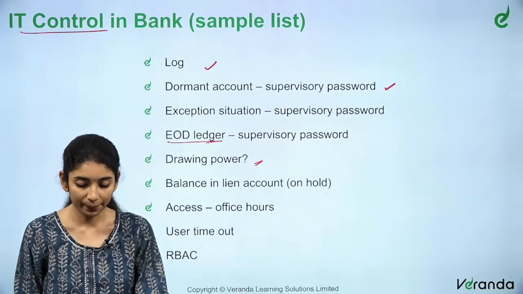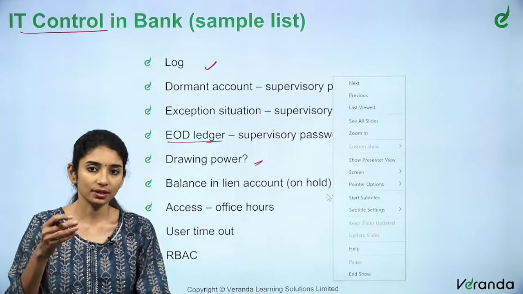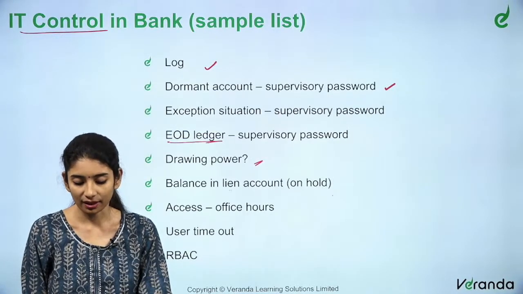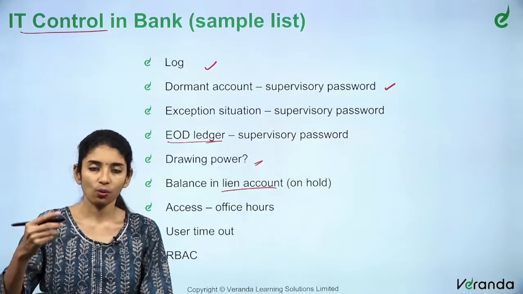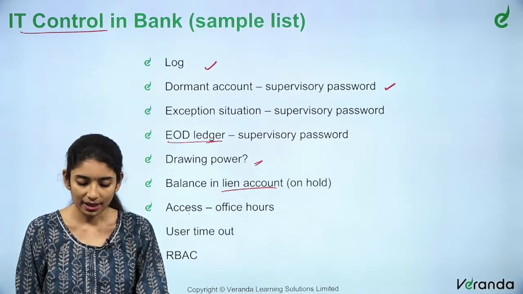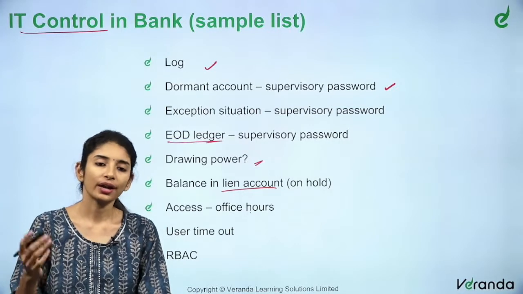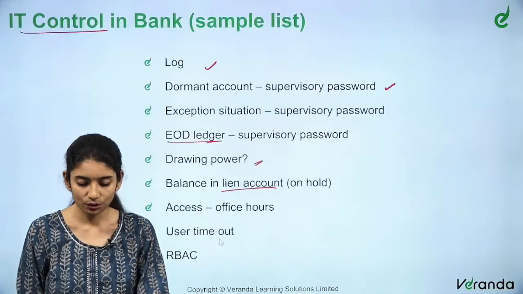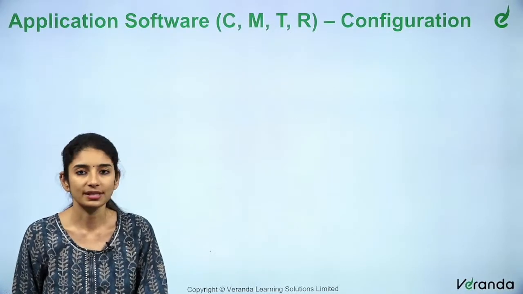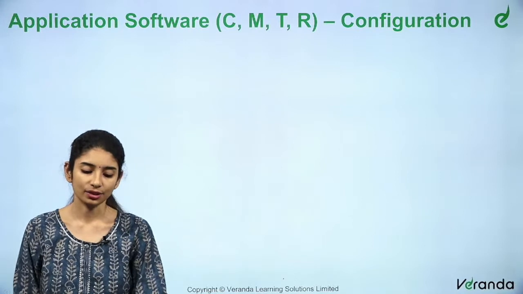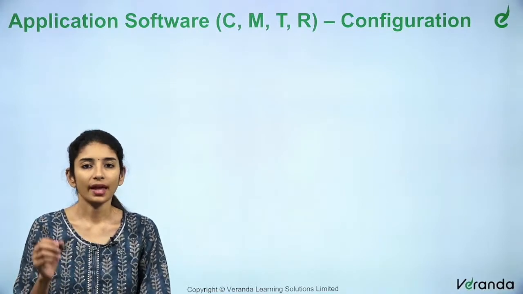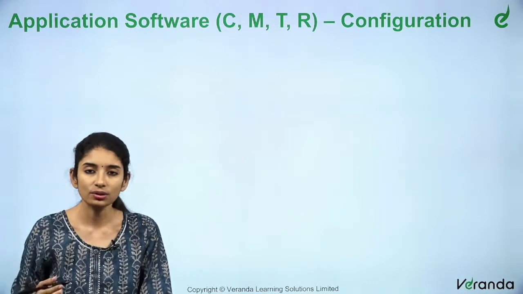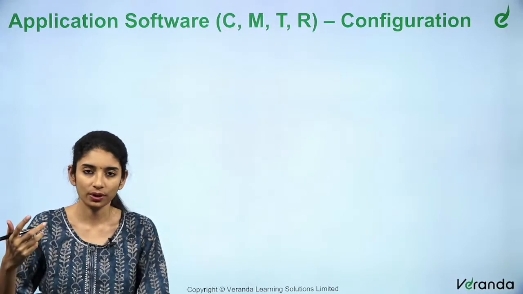I need to check the drawing power in every account. Is the withdrawal equal to the drawing power? Balance in the lien account: need to check what is the lien amount and what is the balance. Access out of office hours: if anyone is accessing the bank out of office hours, need to check that. And finally, I have user timeout and role-based access controls. Clear? IT controls in a bank are log and supervisory password, right?